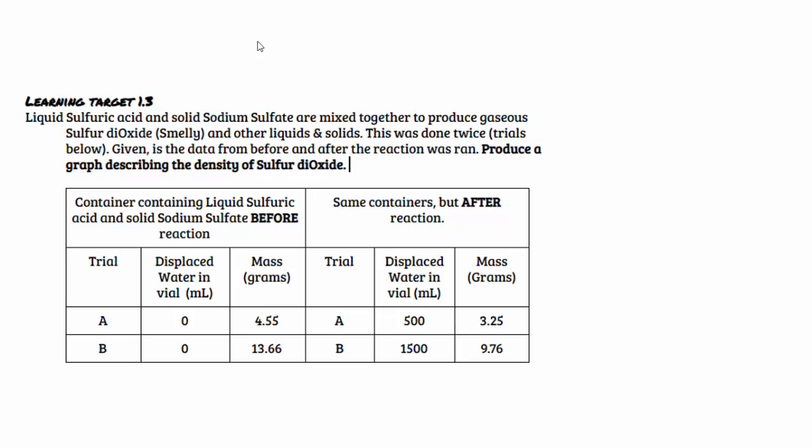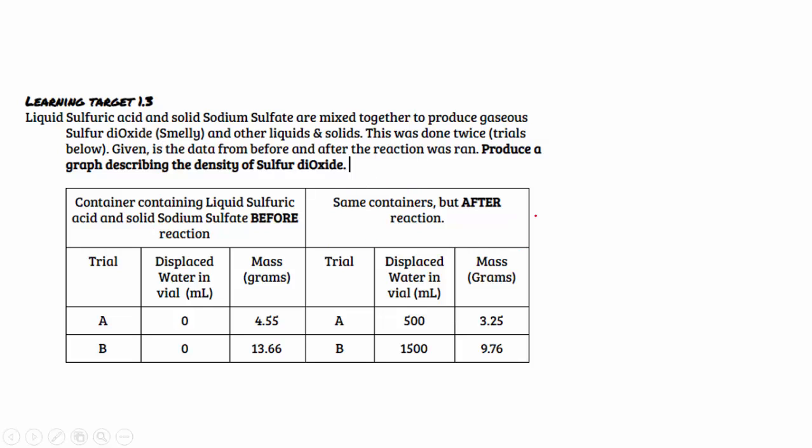This was done twice, trials below. Given is the data from before and after the reaction was ran. So if they're saying that they ran the reaction and we're looking for sulfur dioxide, remember that's the gaseous thing, we need to look at just that gas that was formed. So if we're looking at before and after, we have to look at the difference between these two. So to do that, we take the difference for trial A. Let's look at that one first.